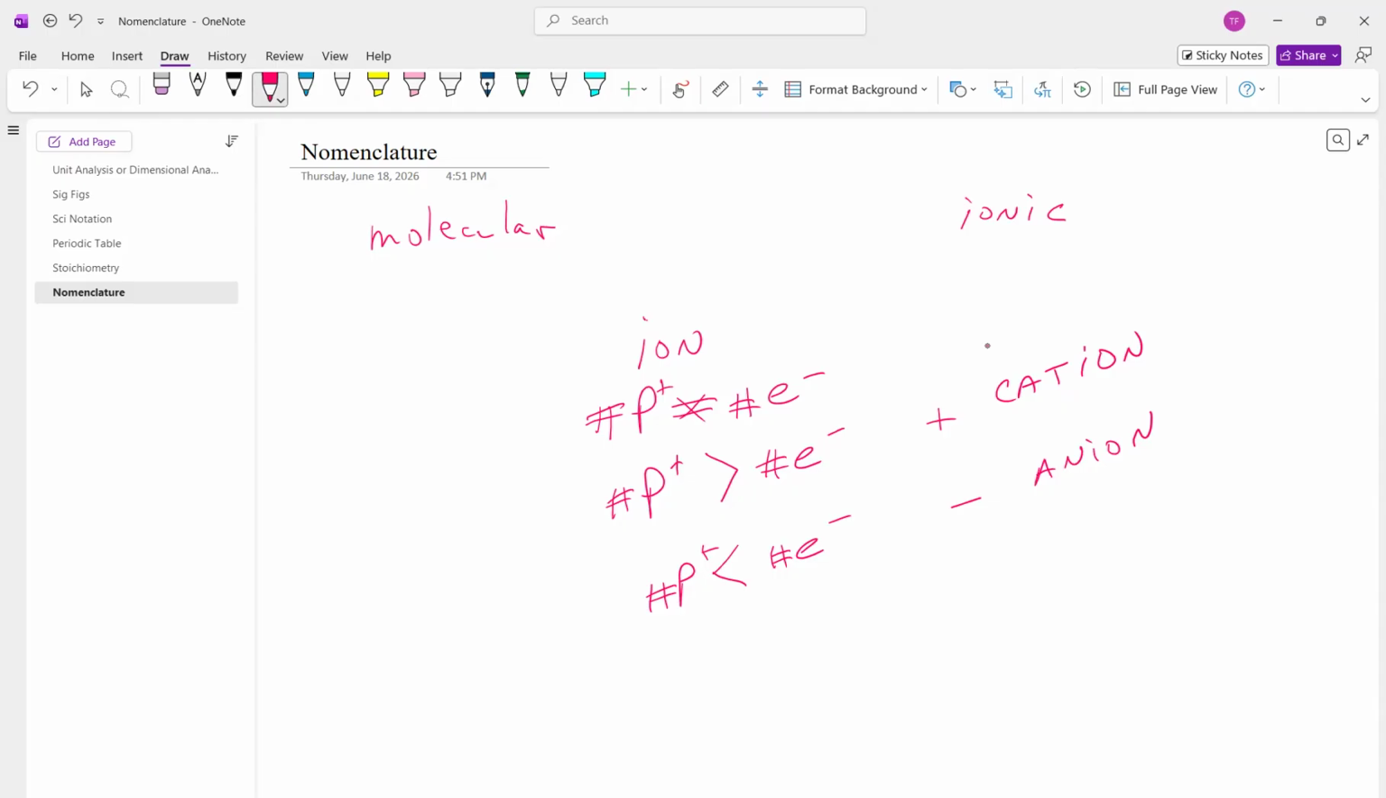Molecular compounds have zero charge, like water, for example, carbon dioxide, gasoline. So those have zero charges. So those are molecules, not ions. And we're going to use the molecular naming convention for those.